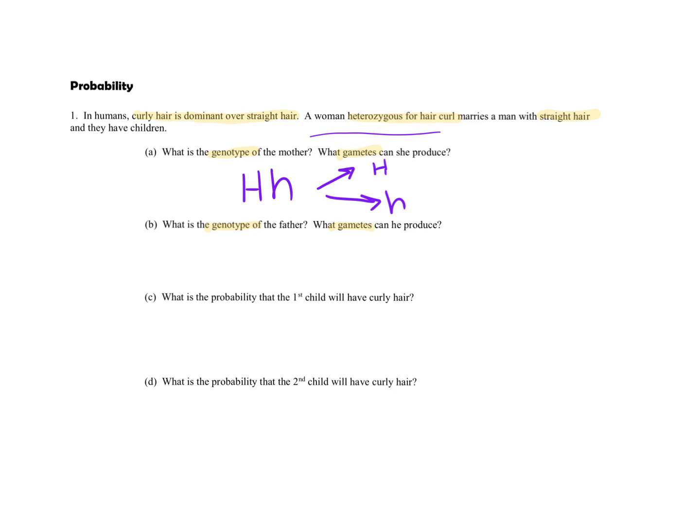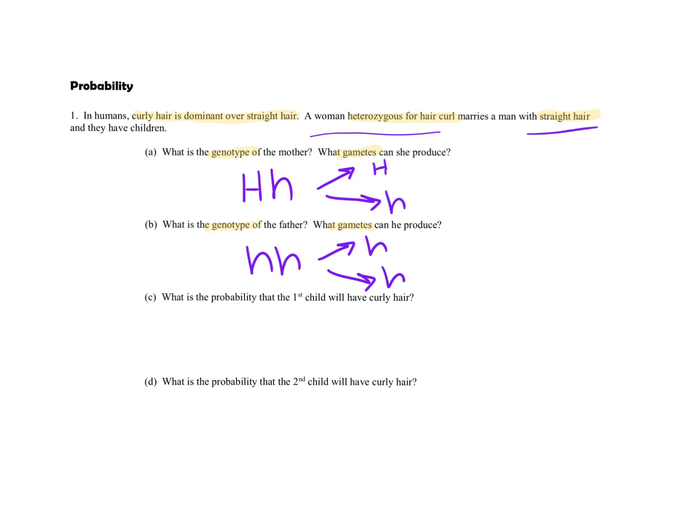All right, the second question here says, what is the genotype of the father and what are the gametes? So kind of the same question. It's just talking about the father this time. The father here, it says he has straight hair. Because curly hair is dominant to straight hair, the only way for him to have straight hair would be if he is homozygous recessive, or little h, little h. That's the only way for him to get that recessive trait. And then again, we're going to remember the gametes is when the alleles separate. So you're going to get a little h and a little h from dad.